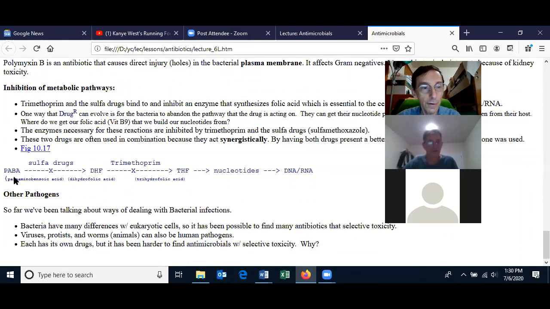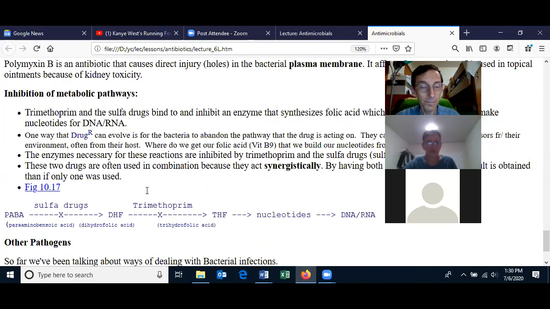So you don't need to know that PABA is para-amino benzoic acid. That's a molecule in the bacteria cell, and the sulfa drug prevents PABA from changing to dihydrofolic acid. Let's see if I can blow that up a little. The spacing's a little off, but that's okay. This is a B vitamin, so is trihydrofolic acid. Trimethoprim stops the switching of the dihydrofolic acid to the trihydrofolic acid.